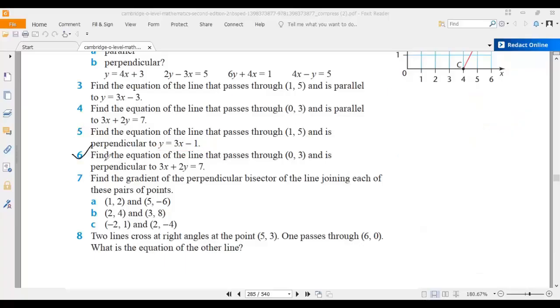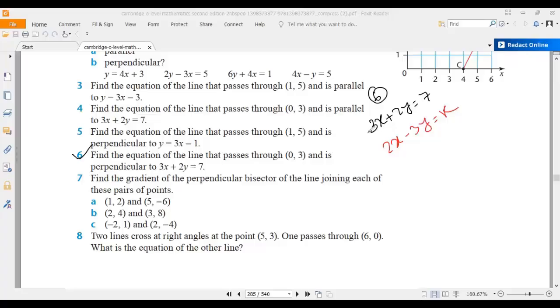Question number 6. The question says, find the equation of the line that passes through (0, 3) and is perpendicular to 5x plus 2y equals 7. We will solve this problem in two different ways. So here 5x plus 2y equals 7. We can say that the perpendicular line of this equation will be 2x minus 5y equals k. How? Just interchange the coefficients of x and y and put a negative sign. That means just change one sign of x and y. Then you can find the answer.